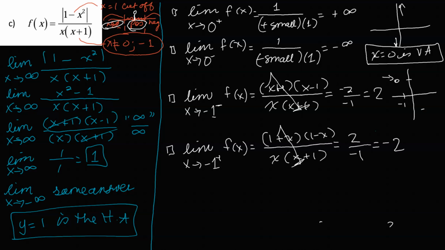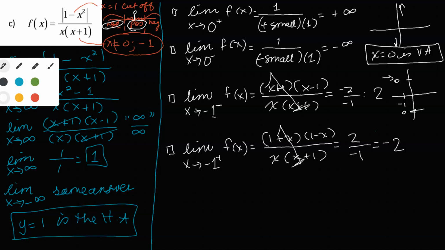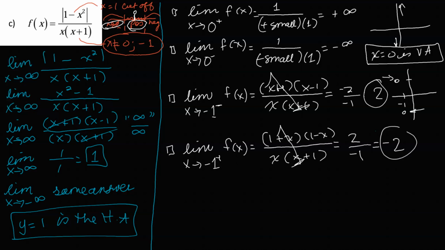So approaching from the right, our function is approaching negative 2, right? So there is actually no limit as x is approaching negative 1. But moreover, this shows that because it's not going to positive or negative infinity, there's no vertical asymptote at x equals negative 1. So we only have one vertical asymptote.